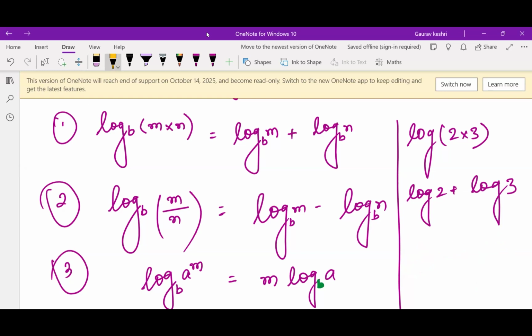The third formula says that if you are having log 2 to the power 3, then you can write it as 3 log 2. Making sense? Yes. So we are done with the first three rules. I'll show you the next rules. Please note it down.